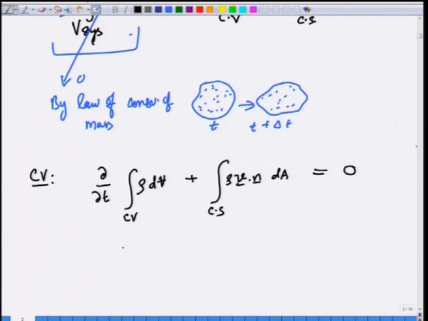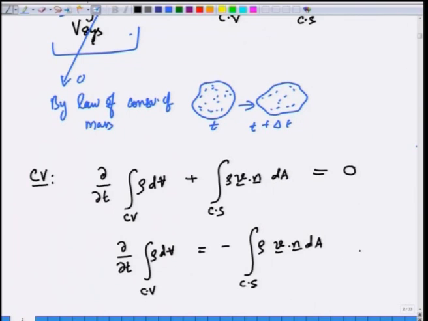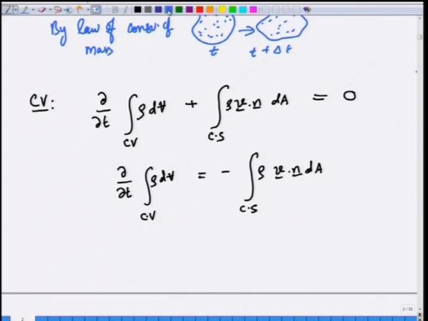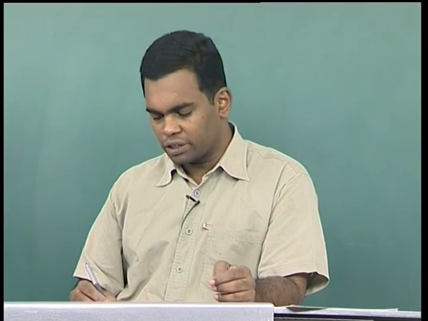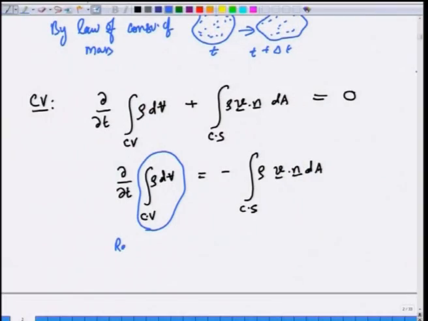Now, I can interpret this in the following manner. I can take the flux term to the other side, integral over CS rho V dot n dA. Now, the physical interpretation for this is that rho times dV is the mass that is present in a tiny pocket, a tiny volume in a CV. Integrated over the entire CV, it will give you the total mass. This is the rate of change of mass present in the CV.